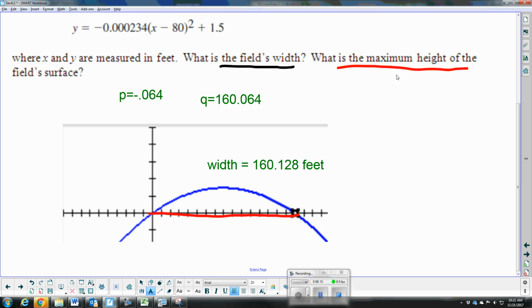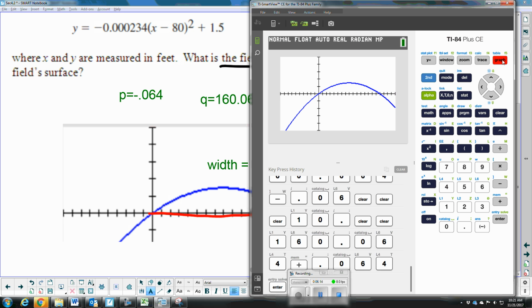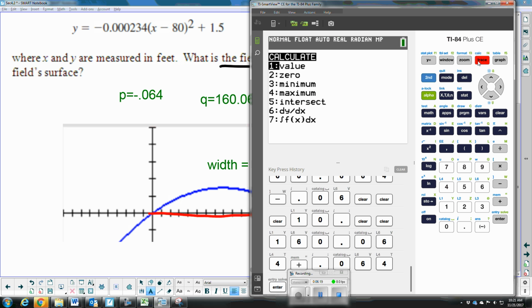Okay, now the second question is looking for the maximum height. So that, again, we can do on our calculator. So we'll go back to our graph and go to second calc, and we want to find the maximum.